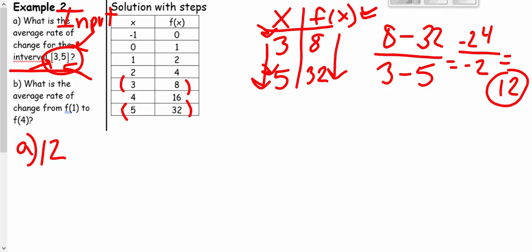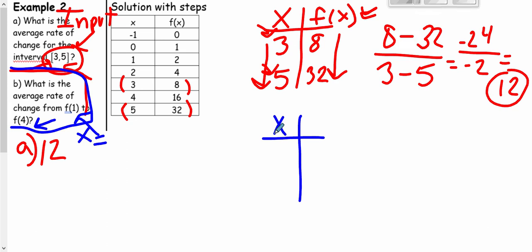Now let's talk about part B. Okay, what is the average rate of change from f of 1 to f of 4? So this 1 and this 4, are these input or output values? These are input values. Remember, this is what x equals. Okay, so I'm going to make myself a new table with x and f of x. And we're going to put those values in. I've got 1 and 4.